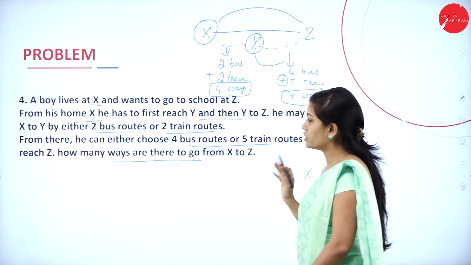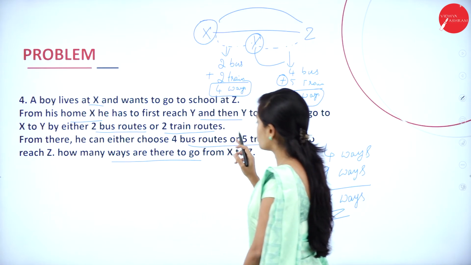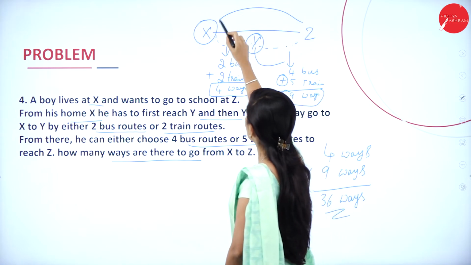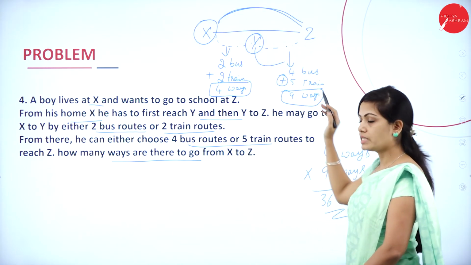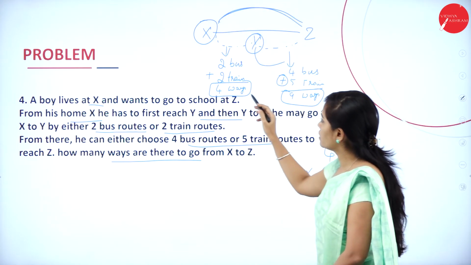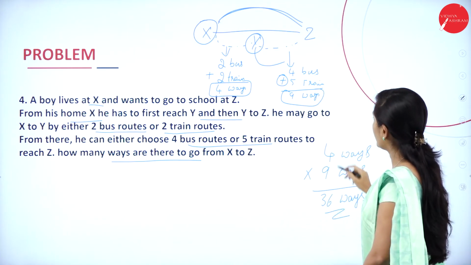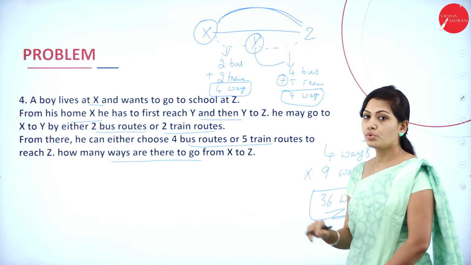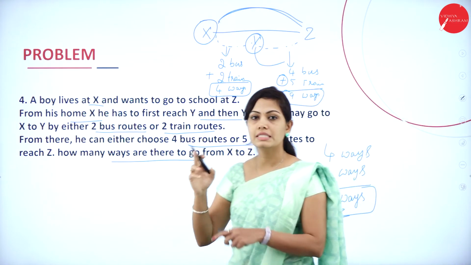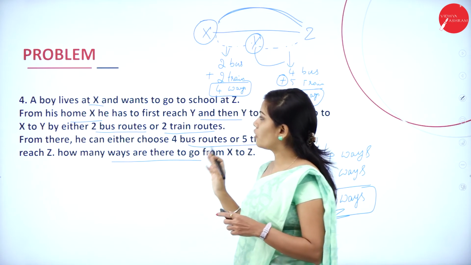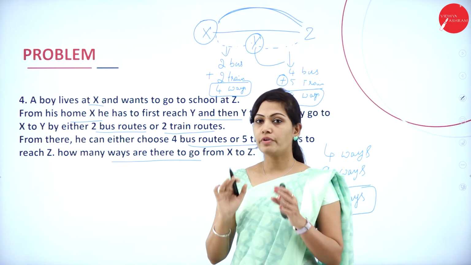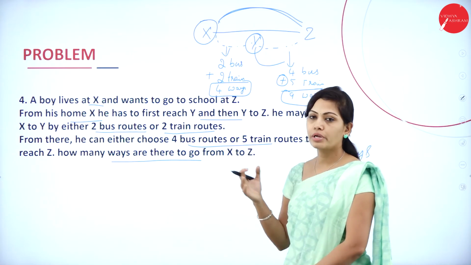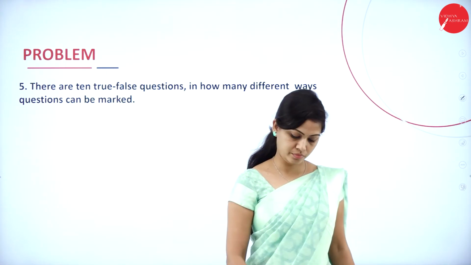So now the question is, how many ways are there to go from X to Z? So totally 4 ways from X to Y and 9 ways from Y to Z. So totally 36 ways are there to reach from X to Z. So this is called counting. So we have to understand the logic properly. So easily you can solve this problem.